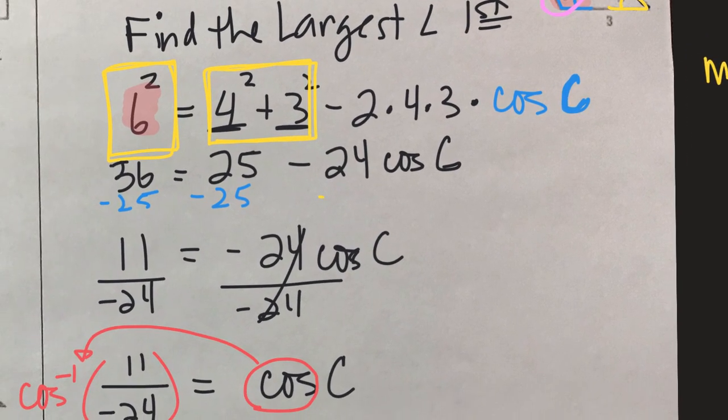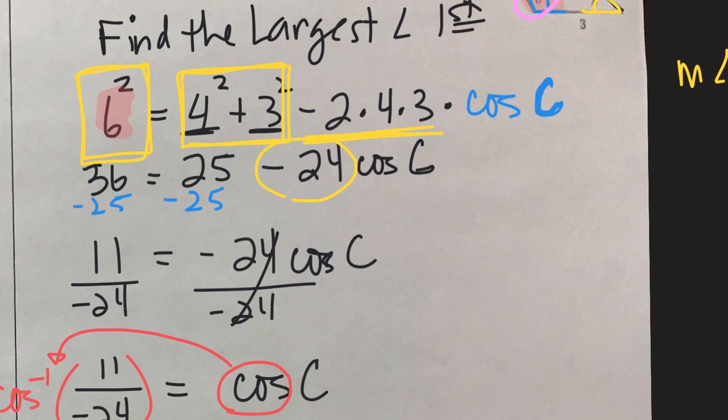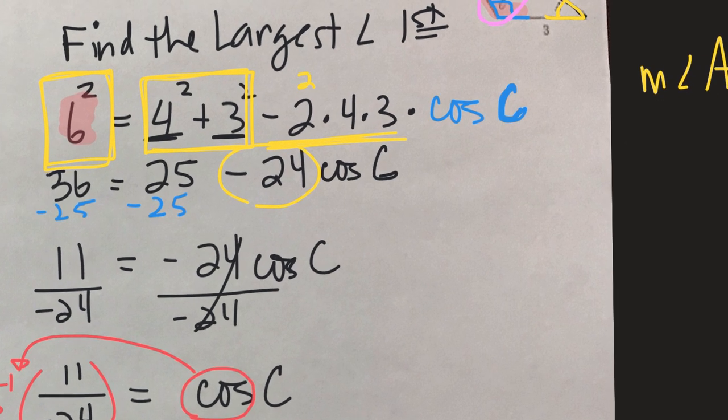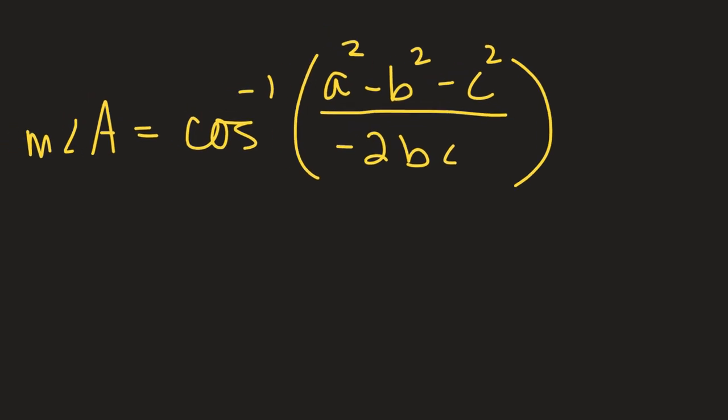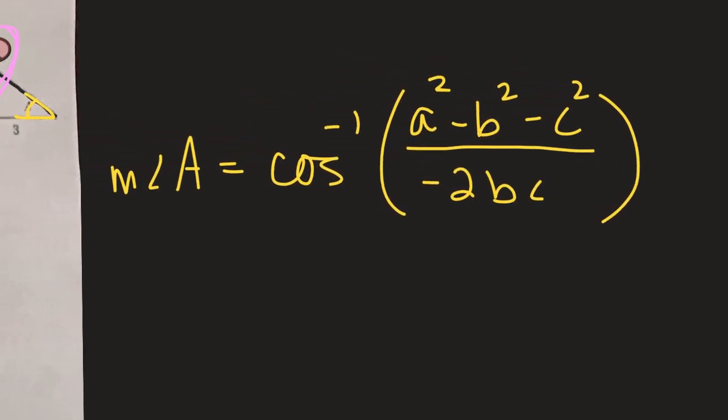Okay, and what else did we do algebraically? We divided by negative 2 times your other two sides, in this case b and c, because b and c would be our other two sides. So this would be a derivation of a formula that we could use in order to find the measure of the angle pretty much straight away.